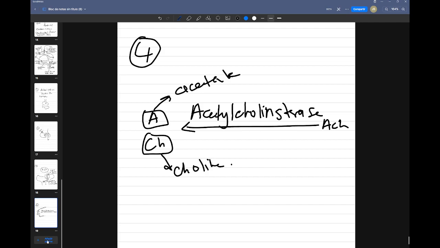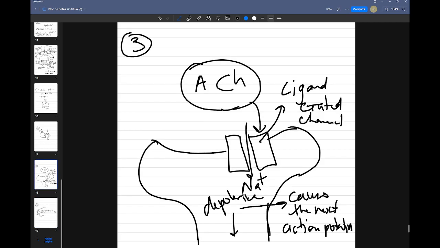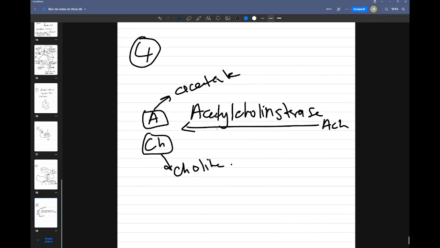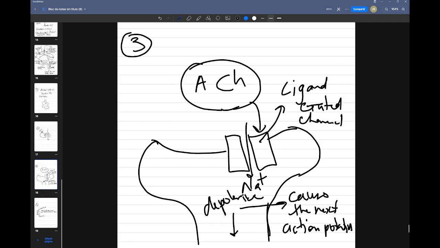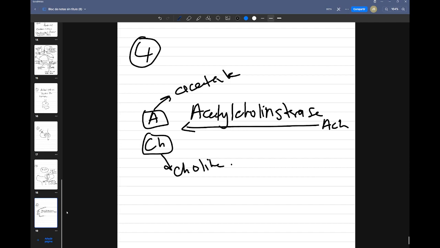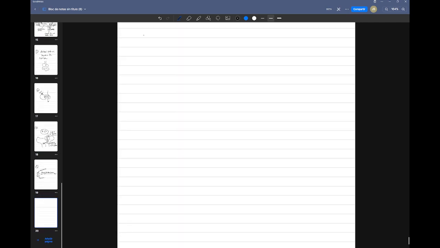So remember that the acetylcholine has to bond here for the polarization to happen and for the action potential to fire. But if there's not enough acetylcholinesterase, then we're gonna have a reaction keep on happening on the ligand-gated channel, and we're gonna end up with diseases such as Parkinson's disease. And here we have 4 there.